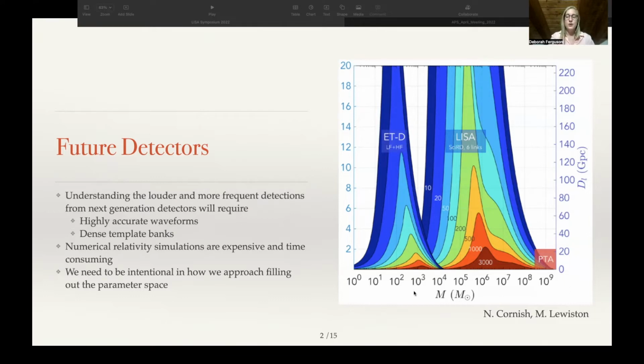So this means that we are going to require extremely accurate waveforms in order to process these in such a way that we don't contaminate other signals or get false positives for testing beyond-GR theories. It also means that we will require very dense template banks of numerical relativity waveforms that are also highly accurate. The challenge here is that numerical relativity simulations are very expensive and time consuming, so we need to make sure that we are very intentional in how we approach filling out this parameter space.